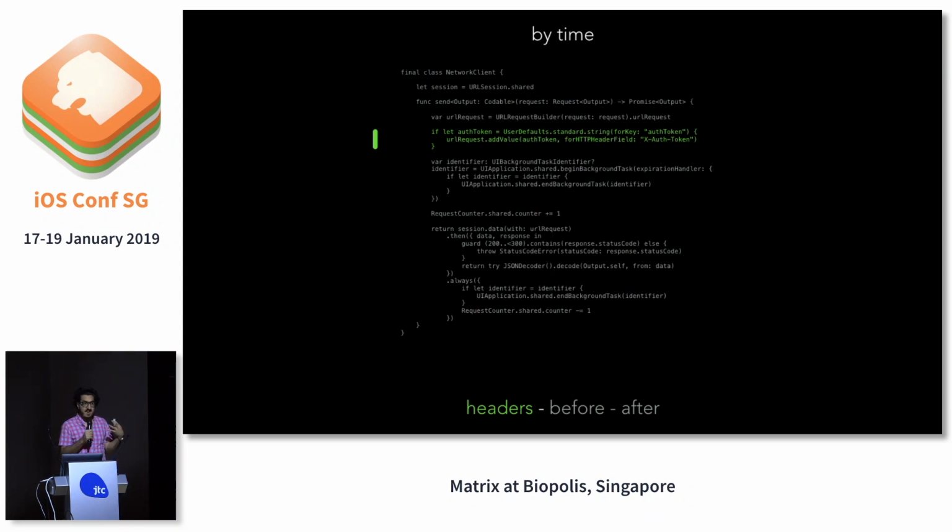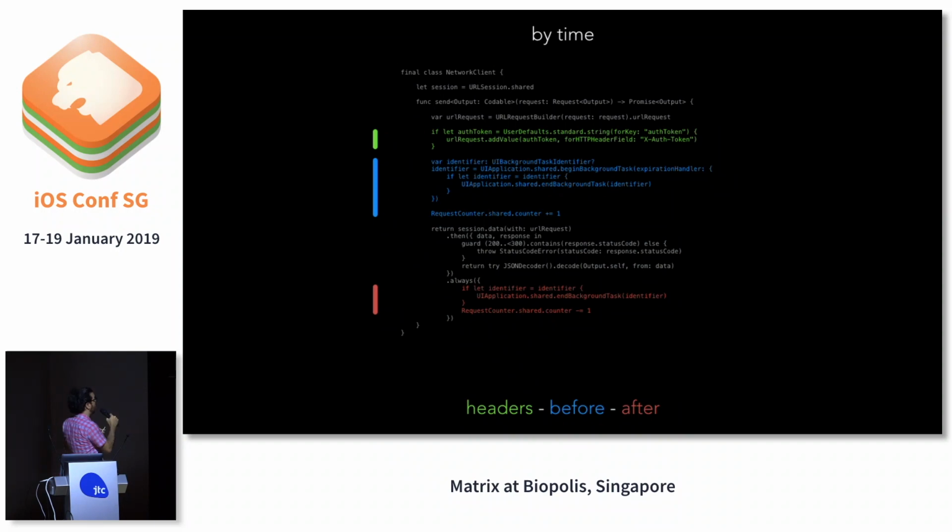The next phase of time is right before the request gets sent. We need to grab a lease on a network, on a background task identifier. We need to increment our activity counter and all that. That needs to happen right before we send the request. And then the last phase, of course, is what happens after the request is received.